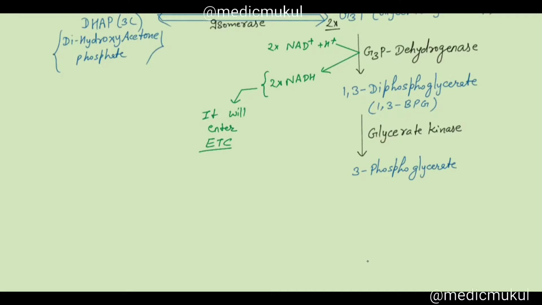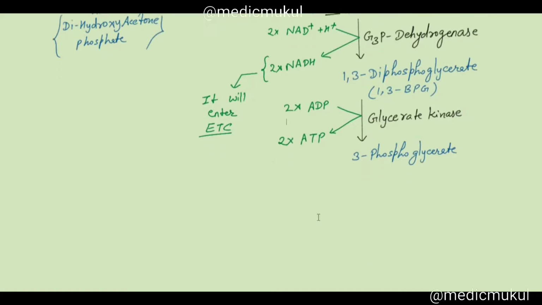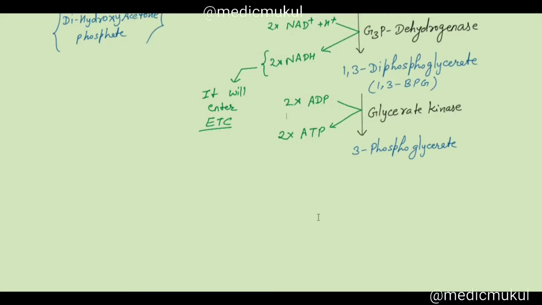So one phosphate is removed, and this phosphate will help to make ATP. In the start we used ATP and now we are obtaining ATP from this process, and here 2 ATP will be formed because below the G3P 2 molecules will be there. Then 3-phosphoglycerate. Again, which enzyme will be used here? That is mutase.